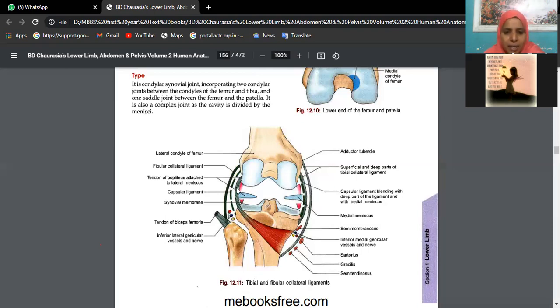Then after this, if you observe, between the joint there is a fibrocartilaginous disc which is called the meniscus. On the medial side we have the medial meniscus, and on the lateral side we have the lateral meniscus, which divides the joint cavity into an upper half and a lower half. And of course, these surfaces of the tibia and femur are covered with hyaline cartilage, which is always present in any joint. Participating bones will have the attachment of hyaline cartilage.